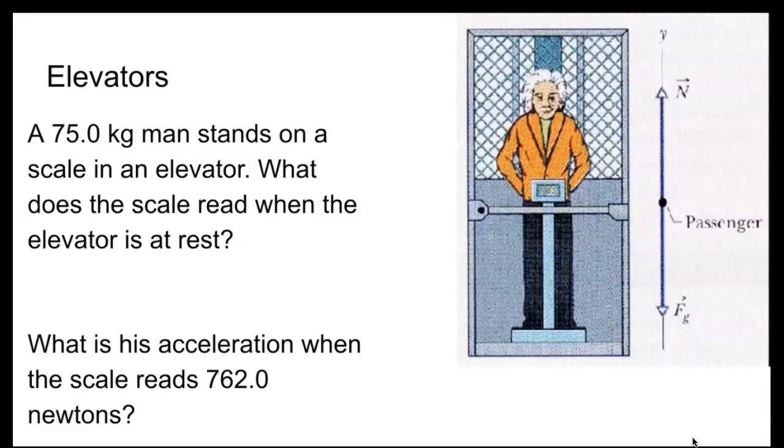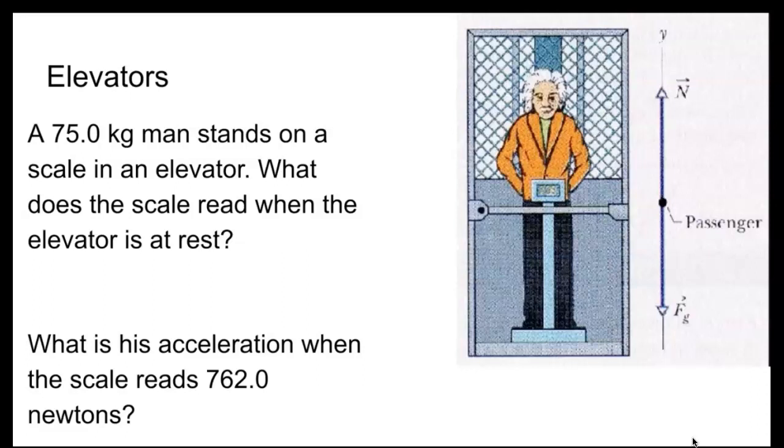Don't ask why we have a scale in an elevator. That's a very physicist thing to do. The question is, what does the scale read when the elevator's at rest? And then also, second question, what is his acceleration when the scale reads 762.0 newtons?